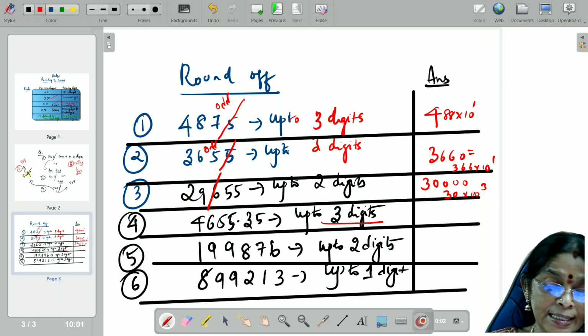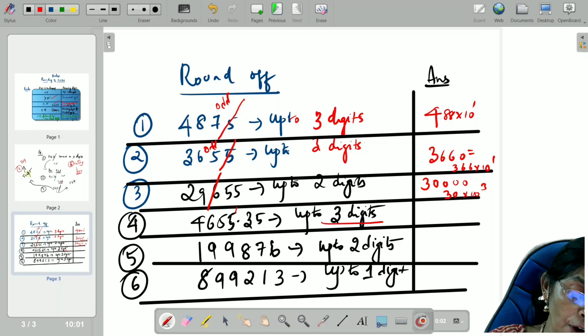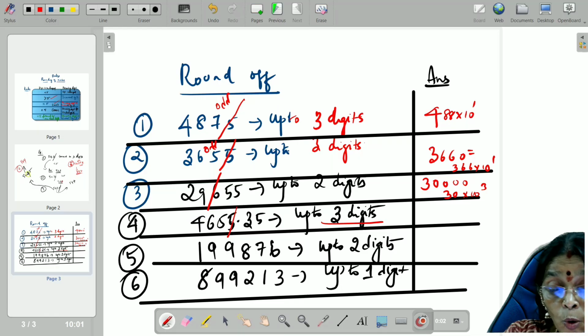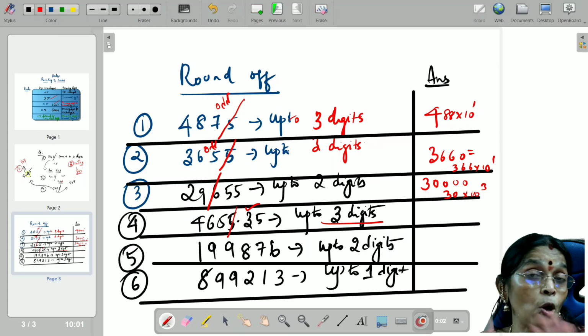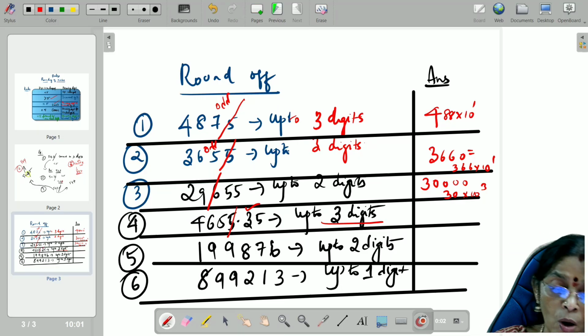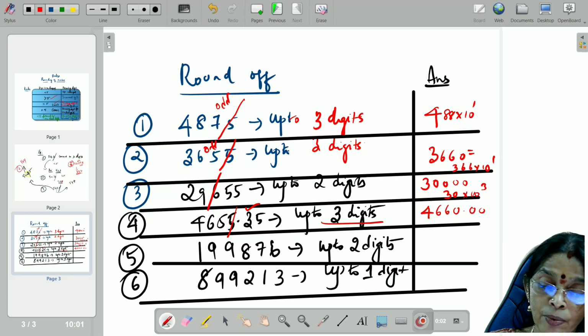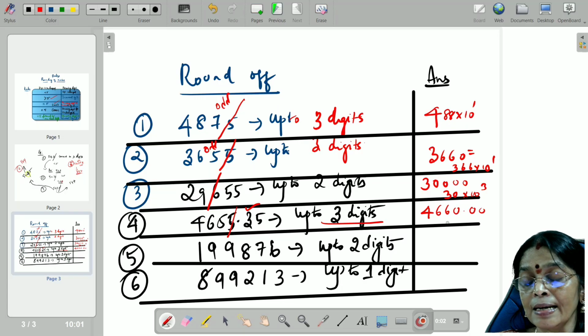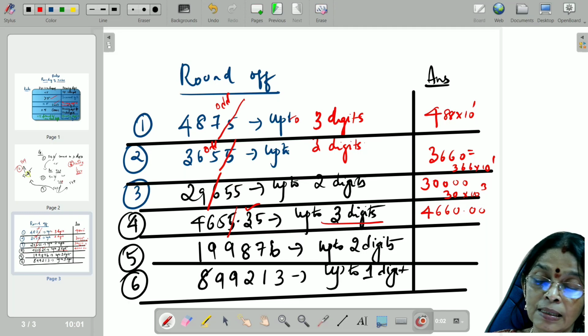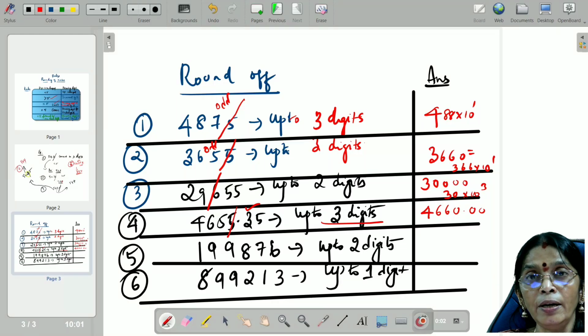Next, up to 3 digits. The digit to be dropped is 5, followed by a non-zero digit. Don't see only the preceding digit. Since it is followed by a non-zero digit, the preceding digit is increased by 1. So 466, then 0. So I can write it as 4660, so 466 into 10 power 1. So this is how you need to do it.